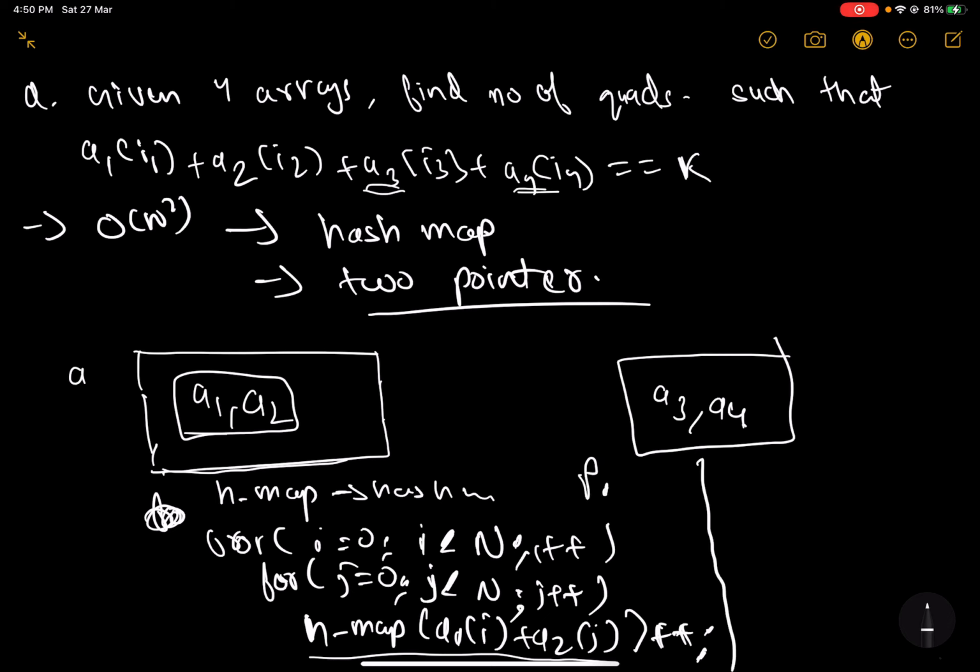Let's say this is p1. Now I will look at these two arrays a3 and a4, and I will complete my solution with the help of these two arrays only and this hash map. Now these two arrays are not required anymore.